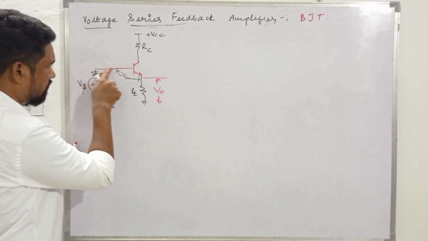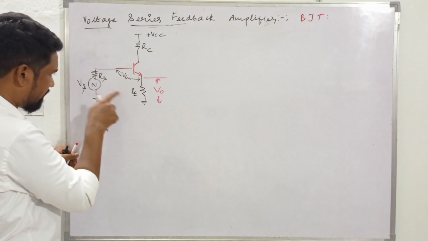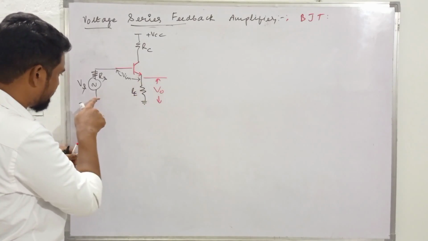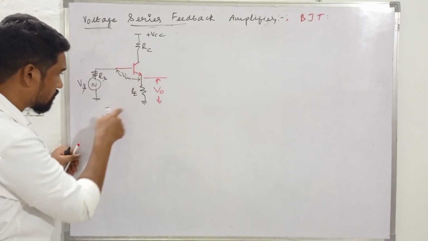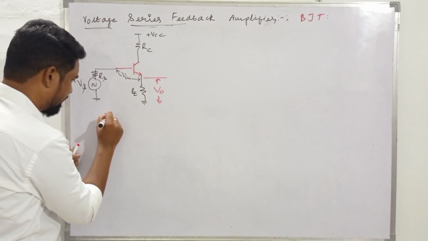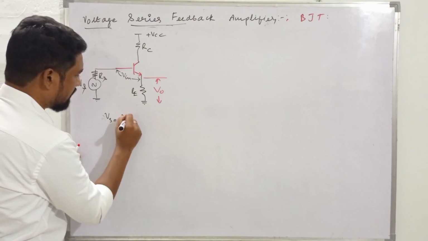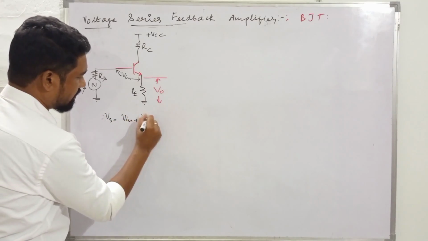So this is a closed loop. How to write down this one? Nothing in between. We start from the ground and come back to the ground, so this will be a closed loop. So how to write the expression for this one? Vs will be equal to Vin plus Vo.